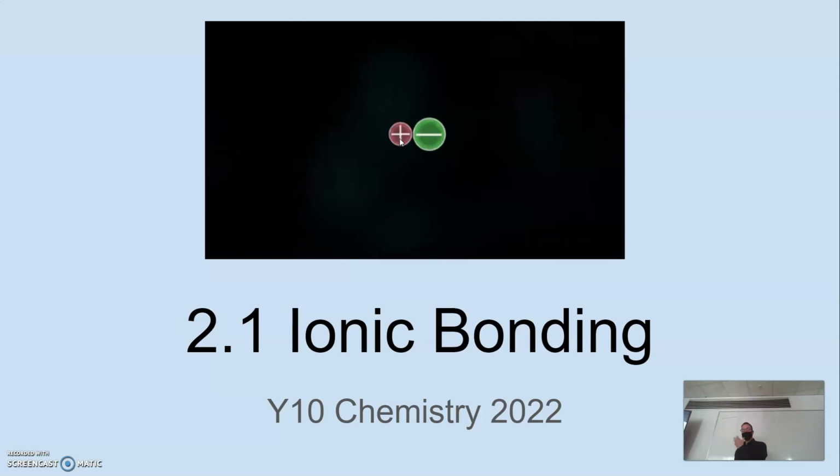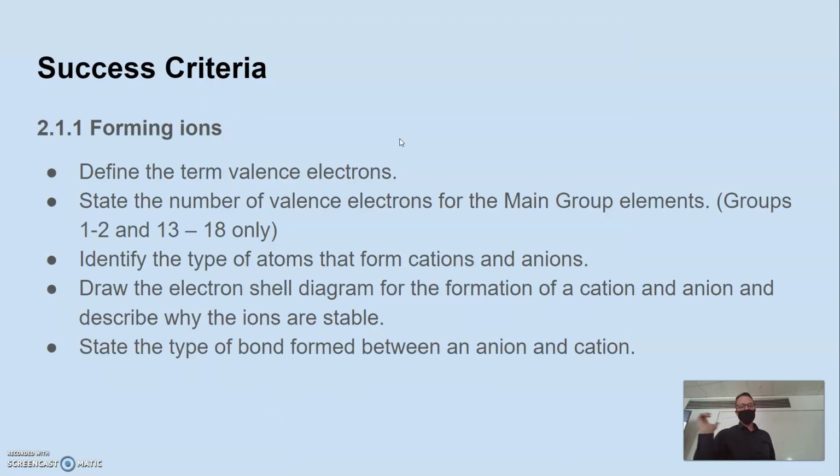So poly means many. So polyatomic means many atoms. Ion means charged particle. So it is a charged particle that is made of different types of atoms that are joined together. I will get to it. Okay? So I'll write it on the board as well. So here's our success criteria.